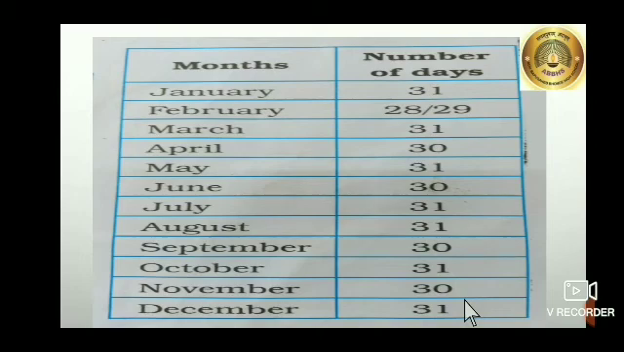Yes, so there are 366 days in a leap year. So in a leap year, February month has 29 days. That's why it becomes 366 days in a year. So this is called leap year. When 29 days come in the February month, it becomes 366 days in a year. So we call it leap year. Yes, a leap year comes once in every 4 years.